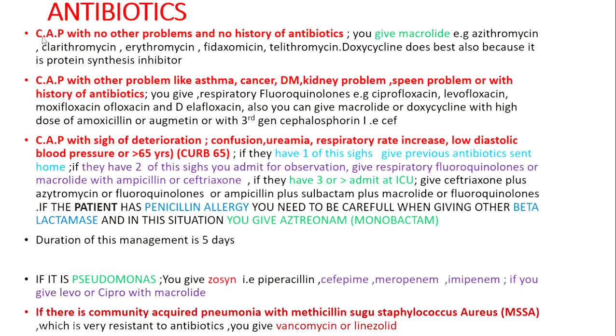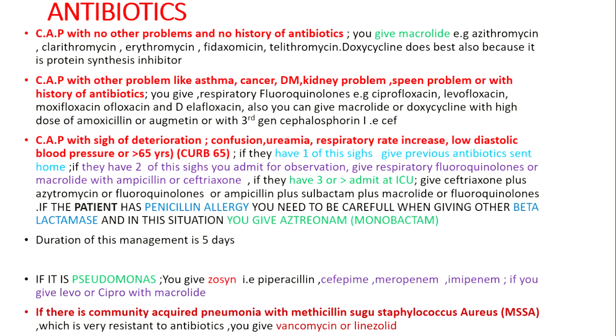The first category is community acquired pneumonia with no other problem and with no history of antibiotics. If a patient presents to your clinic or to a hospital as an outpatient with signs of community acquired pneumonia, or has been diagnosed with community acquired pneumonia with no other problem or history, these are the drugs you will give. You will give macrolides, which include azithromycin, clarithromycin, and erythromycin. We have fidaxomycin and telithromycin, or you can give doxycycline.